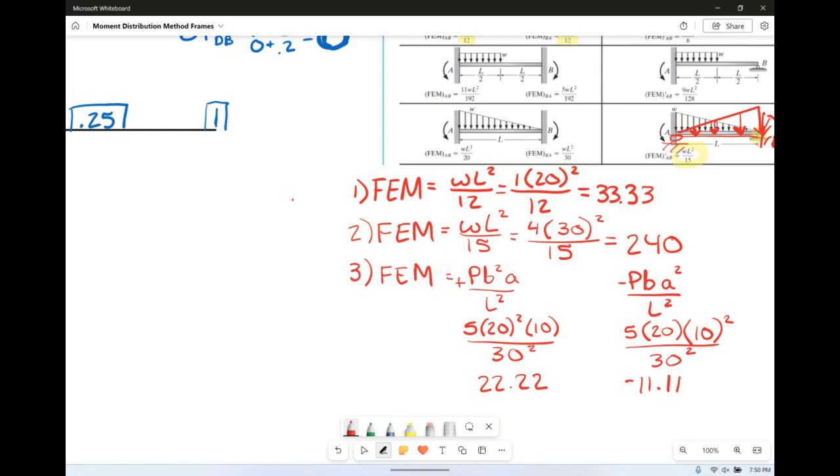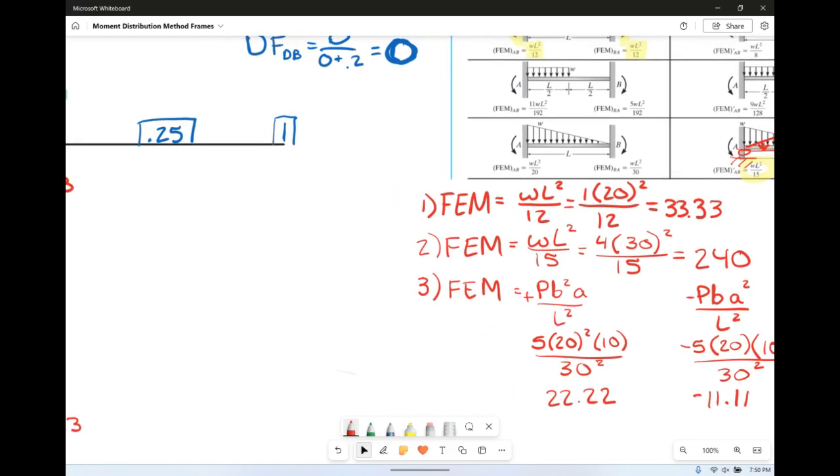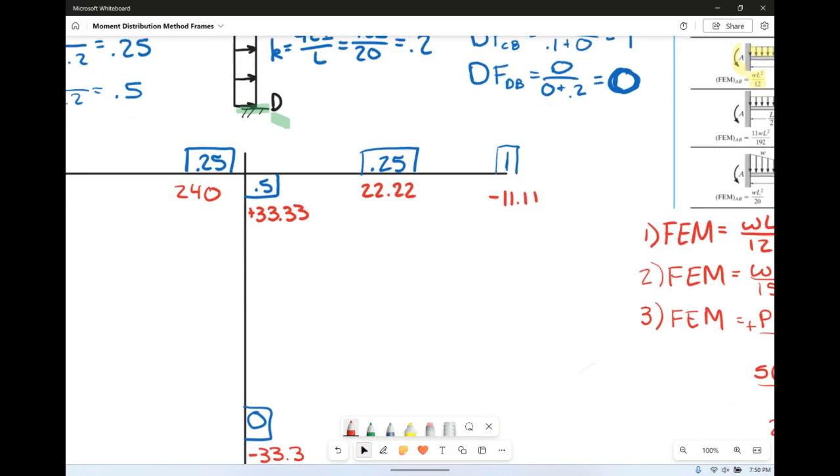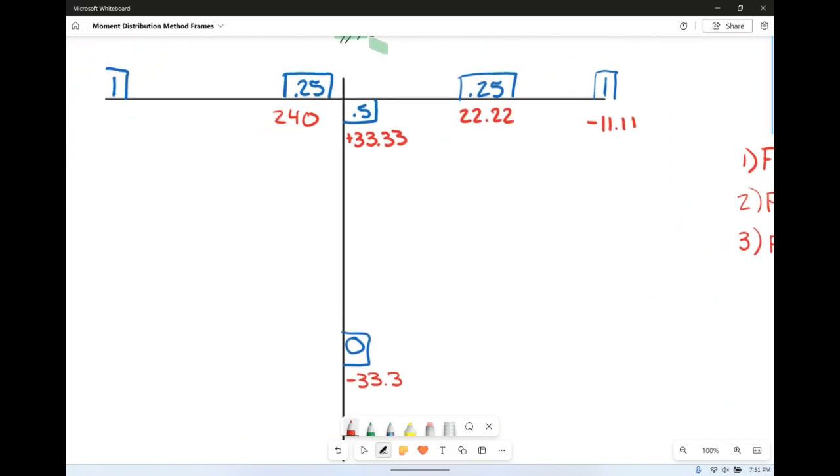So now you remember that this guy is negative, right? So that's negative, so we need to go put him where he should be. So over here at the roller we have negative 11.11. Add another digit there. And then we have positive 22.22. So there are all of our moments on our diagram.